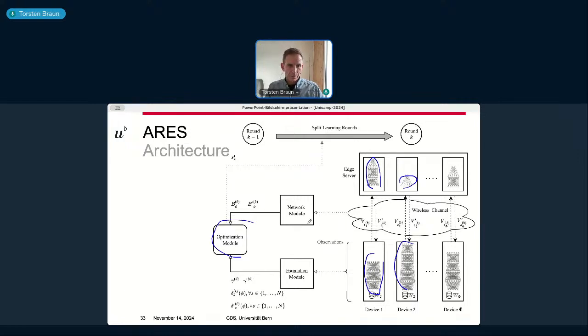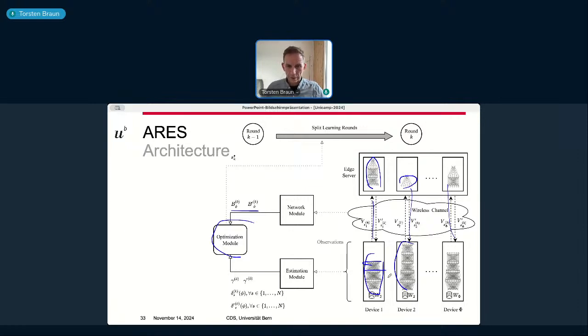And this optimization algorithm needs the current values for the bandwidth, which are obtained from a network module. That means we need some kind of observation of how much bandwidth is available between the devices and the server, and we need an estimation module which estimates the time it takes for the processing of the training on the various layers on each device.